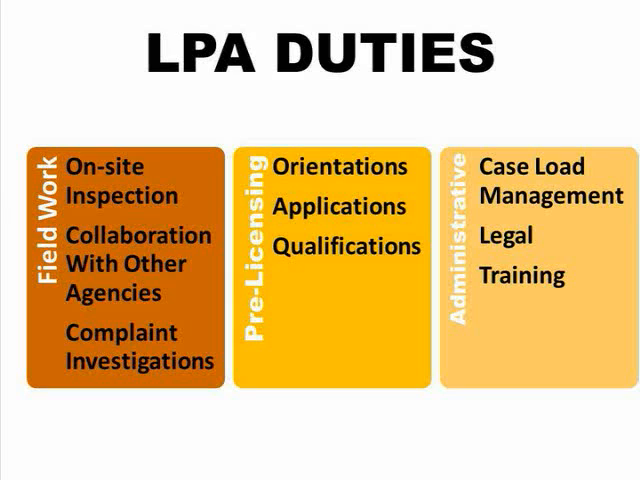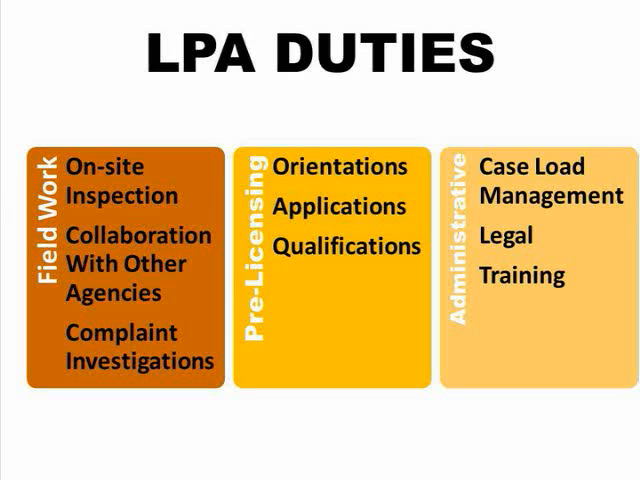The LPA performs a multitude of roles and responsibilities in community care licensing. Most of these can be categorized as 1. Fieldwork, 2. Pre-licensing, and 3. Administrative. Fieldwork encompasses on-site inspections, collaborating with other agencies and stakeholders on issues of health and safety, and conducting complaint investigations to determine if a regulation or law has been violated.